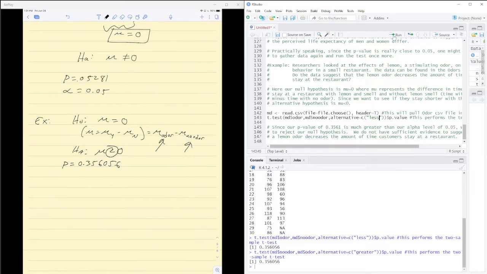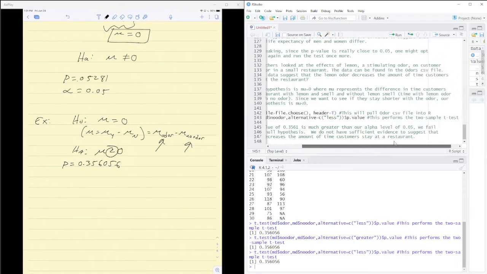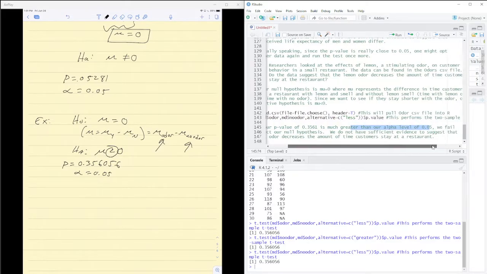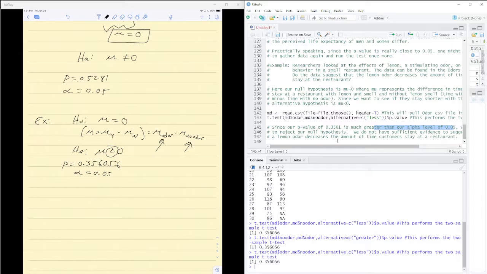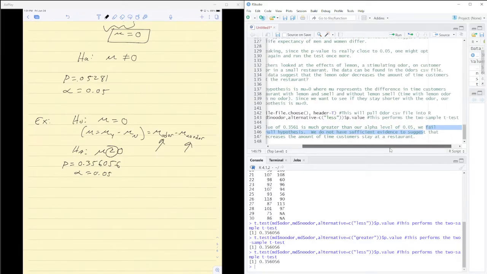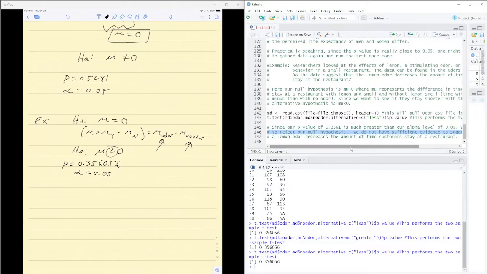So were we given an alpha level here? I don't believe so, so we're going to assume 0.05. Since the p-value is greater than alpha level of 0.05, we fail to reject, right? We fail to reject the null hypothesis. We do not have evidence to suggest that lemon odor decreases the amount of time customers stay at a restaurant.